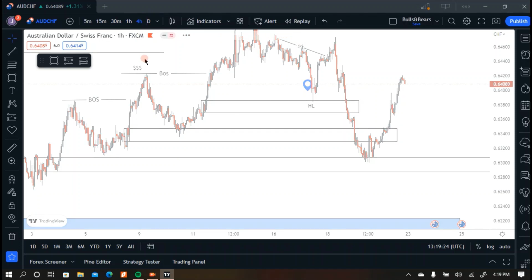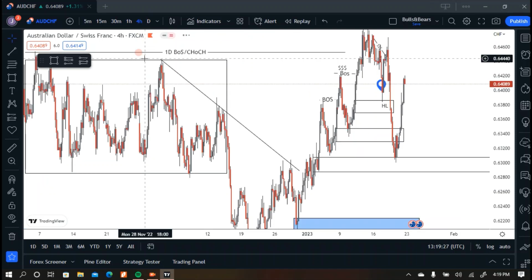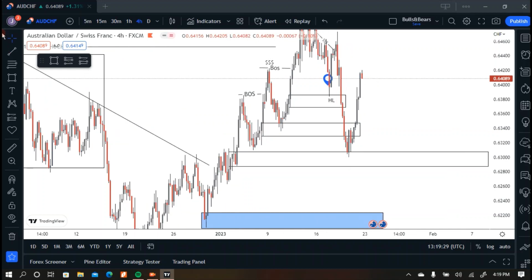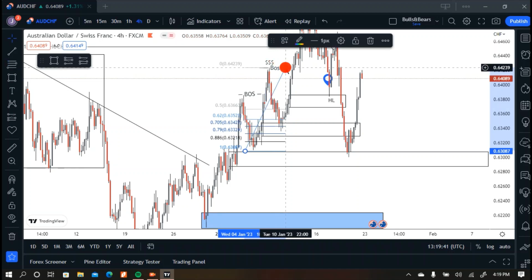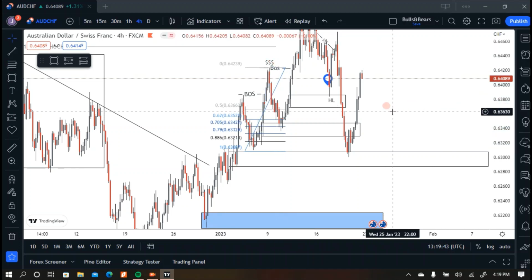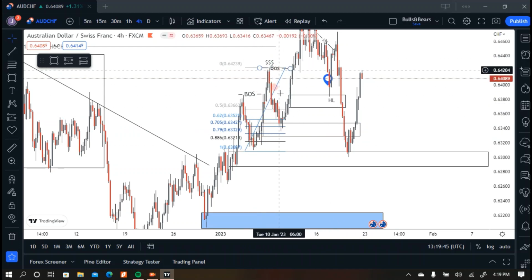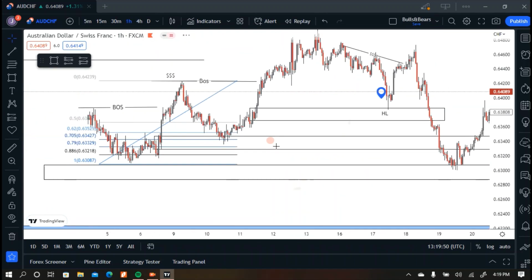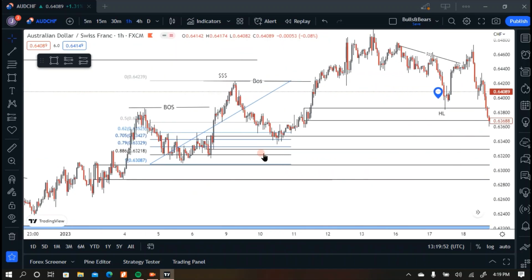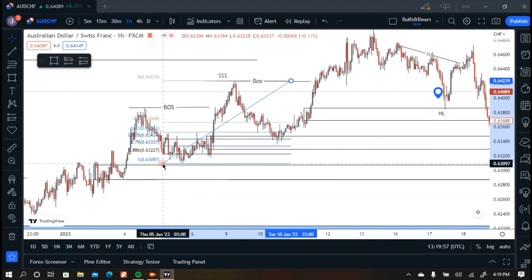Let me mark that in higher time frame. Okay. Let's use the Fibonacci, just to match the price range. Okay. So we'll be looking for our buying opportunities in this price range. Let's head to the 1 hour time frame. Okay, so we say that we'll be looking for buying opportunities within this price range over here.